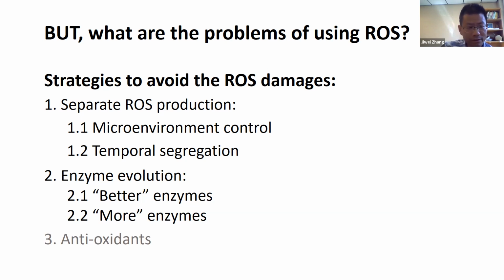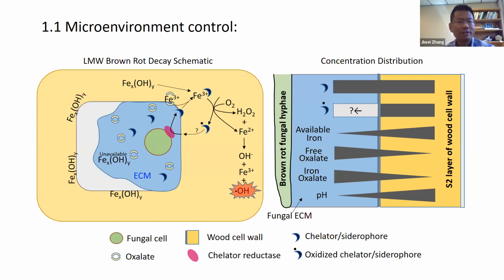The third possible strategy might be that fungi can use some antioxidant. That is also possible, but that's not involved in today's presentation, though we did some studies on this possible strategy. So first is macro environment control.